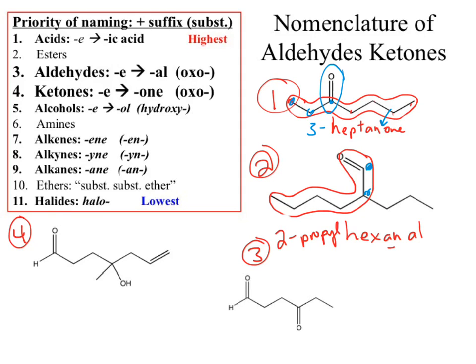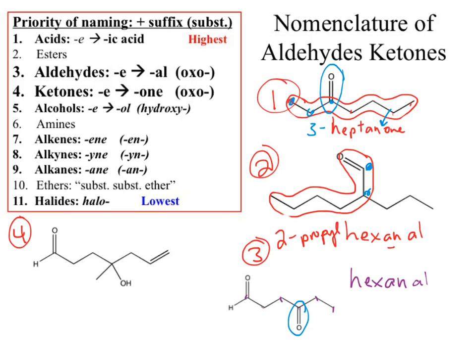The next one down, we've got 1, 2, 3, 4, 5, 6. We've got another hex. Notice any patterns? Apparently I can't count higher than 6. Primarily sp3 through, so we've got our an. The higher priority functional group is the aldehyde. Okay, so we end with the al ending for our aldehyde.